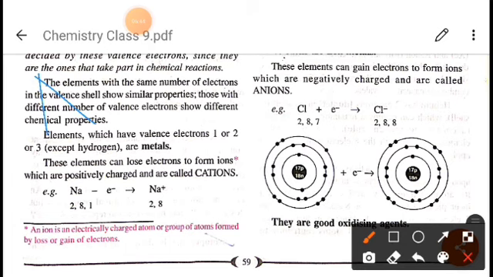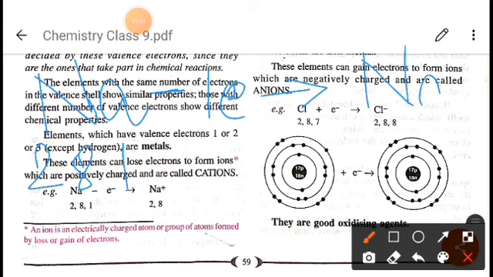Suppose this is a metal, sodium is a metal, with electronic configuration 2, 8, 1. What we are doing is subtracting one electron from sodium, so it will become Na+. When we see the electronic configuration of this Na+, it will be 2, 8, because one electron has been removed. So now it has become an ion.